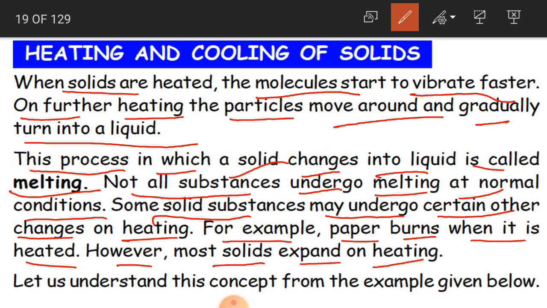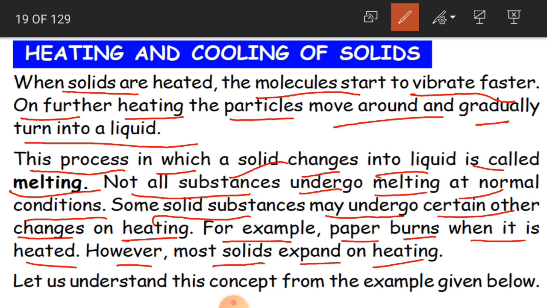Some solid substances, for example paper, is also one substance, but when you burn a paper, what happens? It is going to burn. Paper is going to burn when you heat it. It is not going to become liquid. So only in some exceptional cases, some are going to expand on heating and some are going to change into a different form. Okay, children.